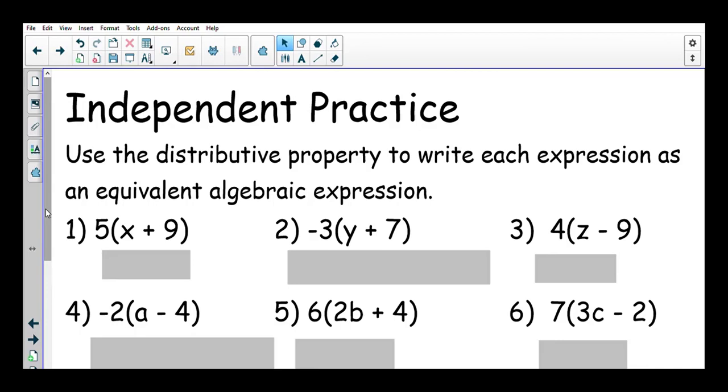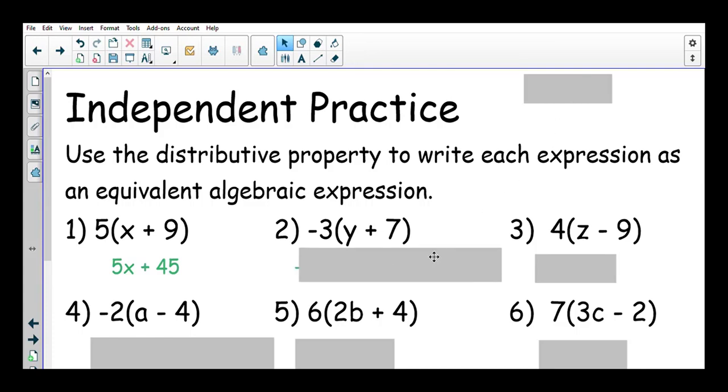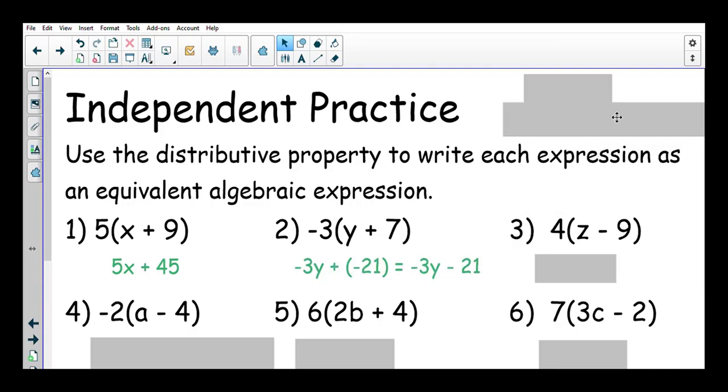All right, I hope we did pretty well here. I didn't show all the in-between steps, but in number 1, I'm going to take 5 times x plus 5 times 9. That should get you 5x plus 45. 5 times x is 5x, 5 times 9 is 45. In number 2, distribute the negative 3 into the parentheses. We're going to take negative 3 times y and negative 3 times 7. So you get negative 3y plus negative 21. You can also choose to write it as negative 3y minus 21 as well.